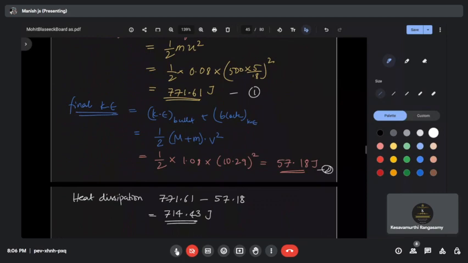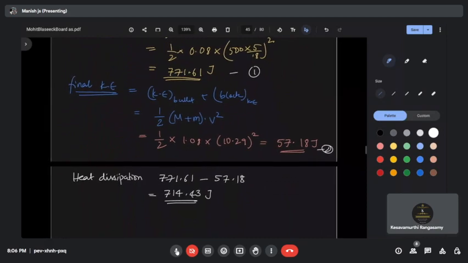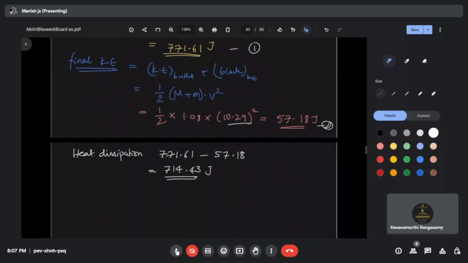The initial velocity of 500 kilometers per hour needs to be considered. And then you find out the final kinetic energy. We make use of the final velocity, which is purely 10.29 and not 500, and it is the total mass of the bullet plus the block. Then you subtract them, and you would finally arrive at the amount of heat that is being dissipated.